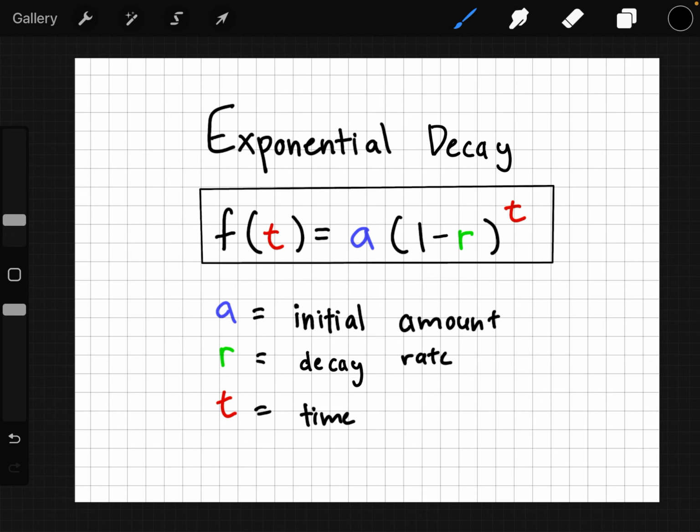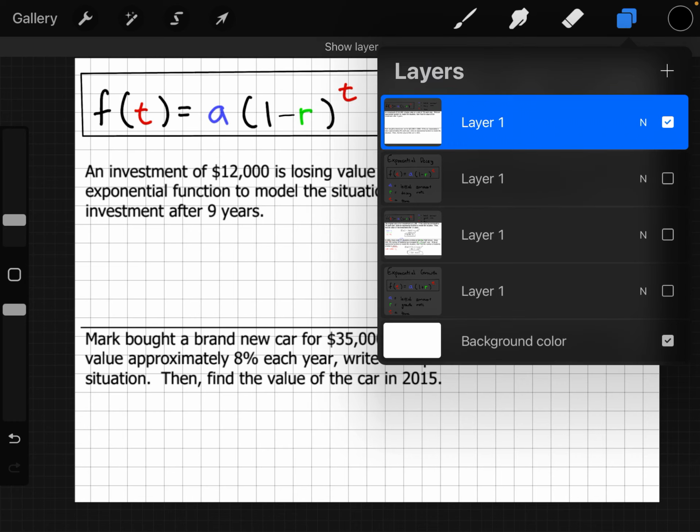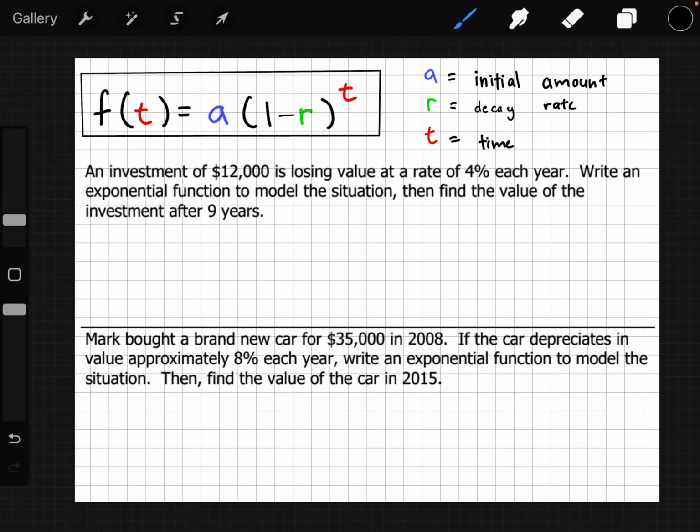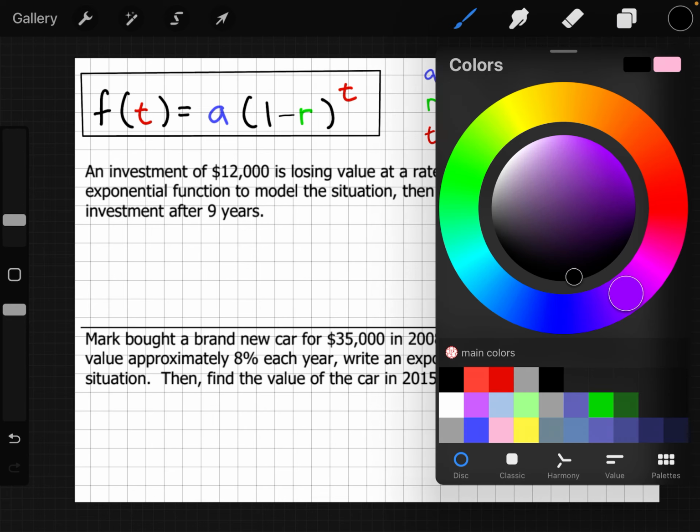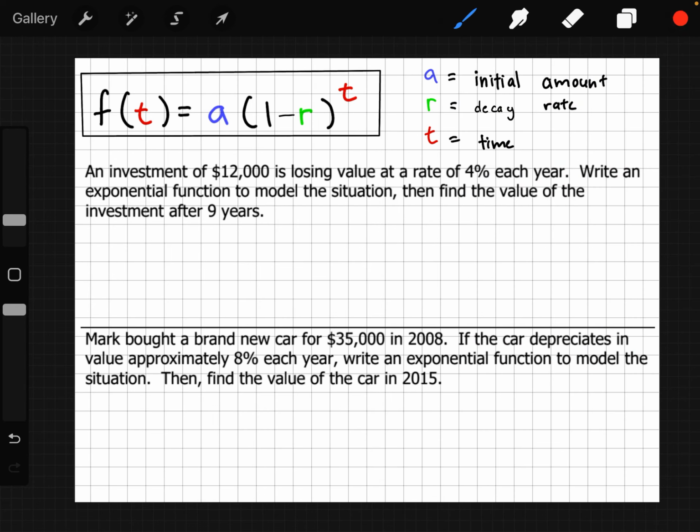So the next formula for exponential decay occurs when a quantity exponentially decreases. So it's very similar to exponential growth, but this time the decay rate will be negative, so we'll subtract it from 1. Now here are two word problem examples using exponential decay. An investment of $12,000 is losing value at a rate of 4% each year. Write an exponential function to model the situation, then find the value of the investment after 9 years.